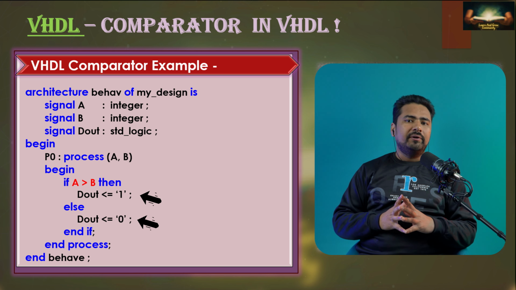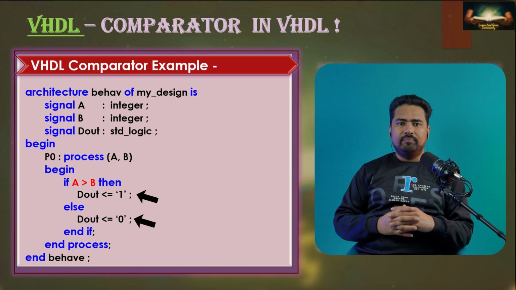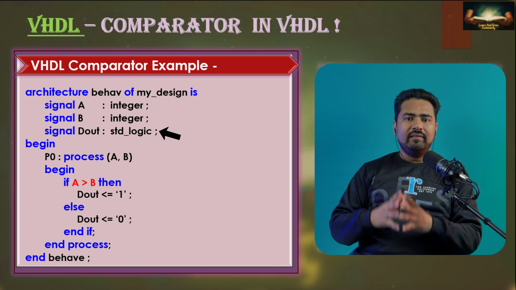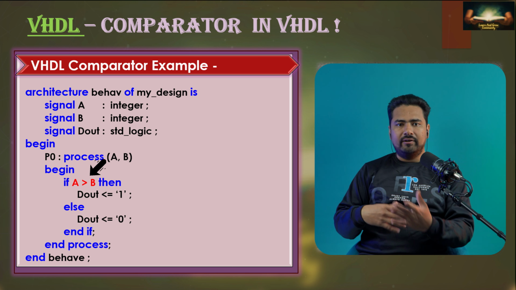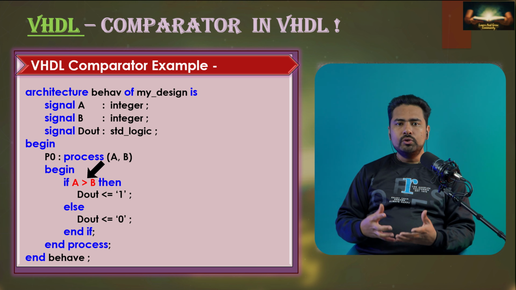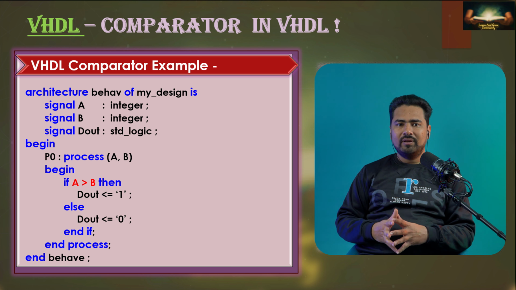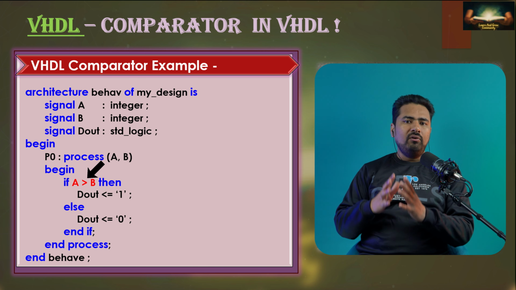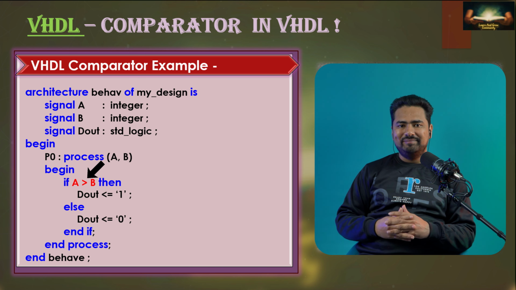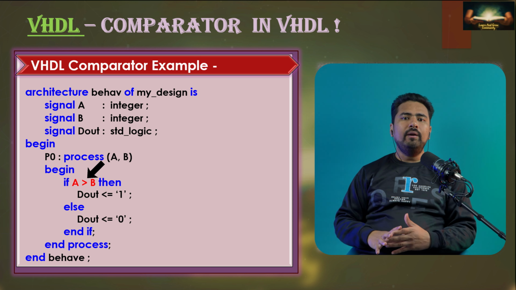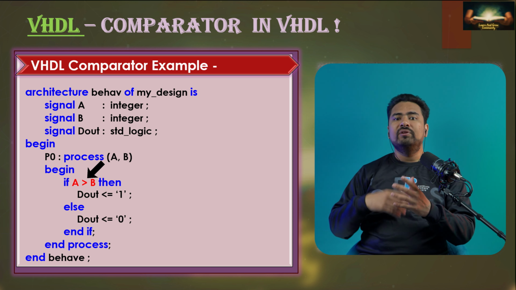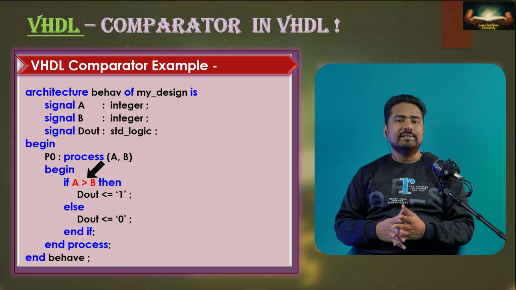The output of the comparator is driving this D out signal, which is std logic type, meaning D out is indicating the result of comparison between signal A and B, such as greater than, less than, equal to, not equal to, etc. Like in this example, we use the greater than symbol. You can use these comparators with your signals, variables, constants, and even with some specific values for your designs.